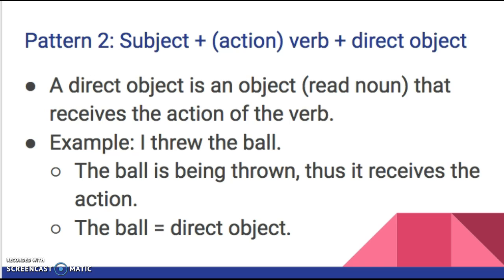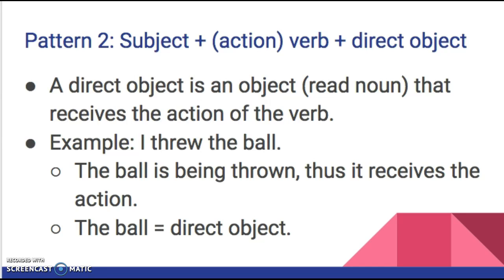Okay, enough about verbs and subject-verb agreement. The next thing we're going to look at is pattern number 2. That is a subject plus an action verb plus a direct object. What's a direct object, Ms. Sheila? Well, a direct object is an object, or a noun, that receives the action of the verb.